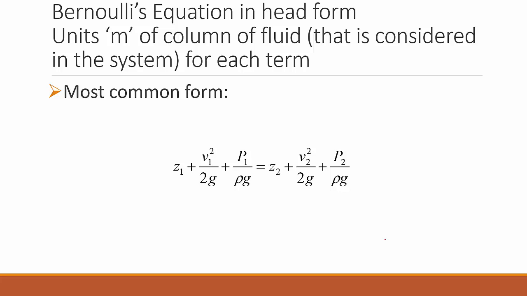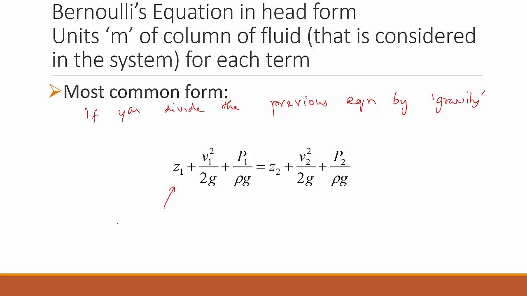But the most common form is the head form. If you divide the previous equation by gravity, g, then you get Z1, which is the height 1, plus V1 square by 2g plus P1 by rho g equal to this.